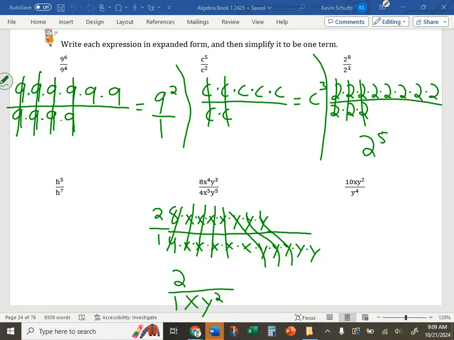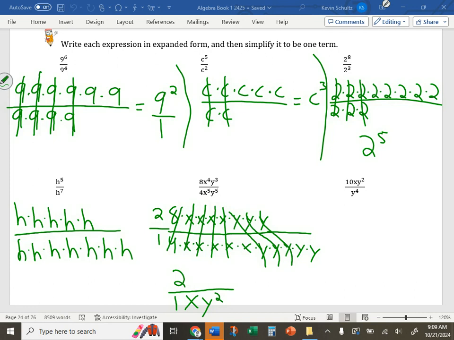Bottom row. This is one that likes to trip people up on tests. We have h times h times h times h and 7 in the denominator. Oh, I did it wrong.